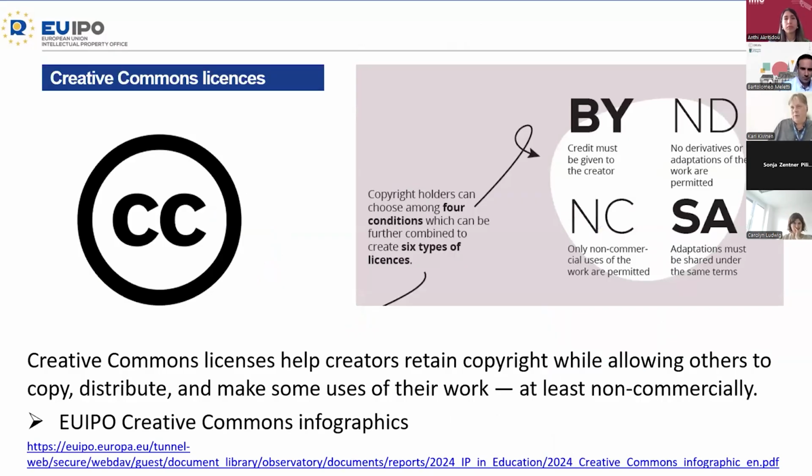We have already heard about the Creative Commons licenses, and we have created infographics for teachers to help them choose and to explain a little bit these mystical letters, what they mean. You can download it for free and maybe put it somewhere in the classroom.